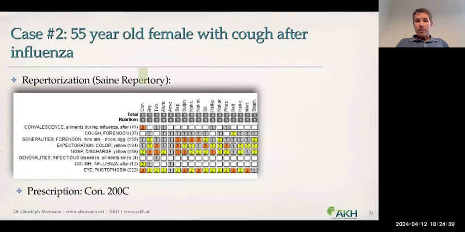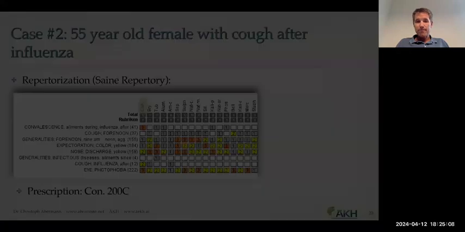So that was my repertorization. You see conium is in the first place, which is not necessarily always the case for the remedies I give, but in acutes, sometimes that's the case. And you see how well this case can be represented within Saine Repertory. You see, for example, the yellow expectoration, which we heard about in Hering, the yellow nose discharge, and especially this one, cough after influenza, which, as I said, is not in the big repertories.